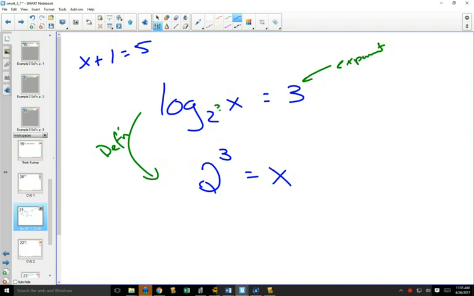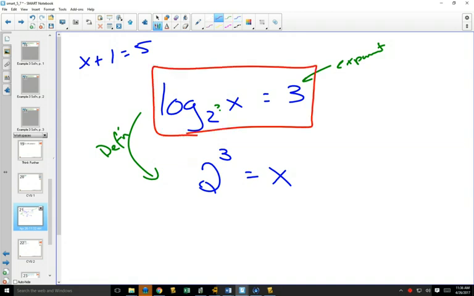The only way you can use the definition is if you have a single log, which in this case we did. We started with that. That's what made this one so easy. We started with a single log, then we could use the definition, and then we could solve for x.